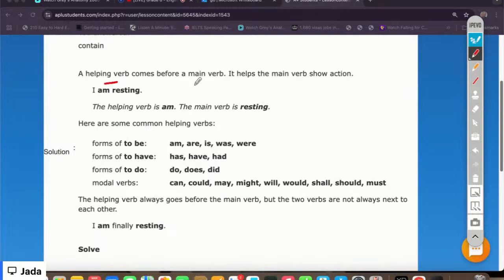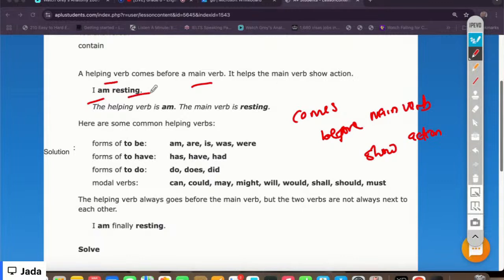A helping verb comes before a main verb. It helps the main verb show action. So it comes before a main verb, okay? And then what it does is that it helps the main verb show action, okay? Without the helping verb, the sentence will be incomplete and incorrect. So it's like saying I am resting.